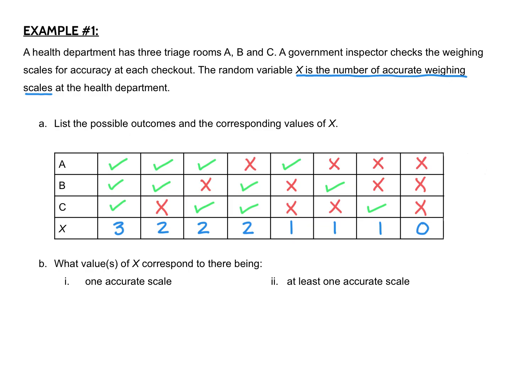Part B says, what value or values of X correspond to there being 1 accurate scale? If there is only 1 accurate scale, then the value of X that corresponds to that is X equal to 1. If there is at least 1 accurate scale, what that means is that there's going to be at least 1 accurate scale or more. So X can be equal to 1, X can also be equal to 2, and X can also be equal to 3, because that's the number of scales that can be accurate. I can have all 3 of them, only 2 of the scales being accurate, or 1 of them. Remember, at least means that amount or more.